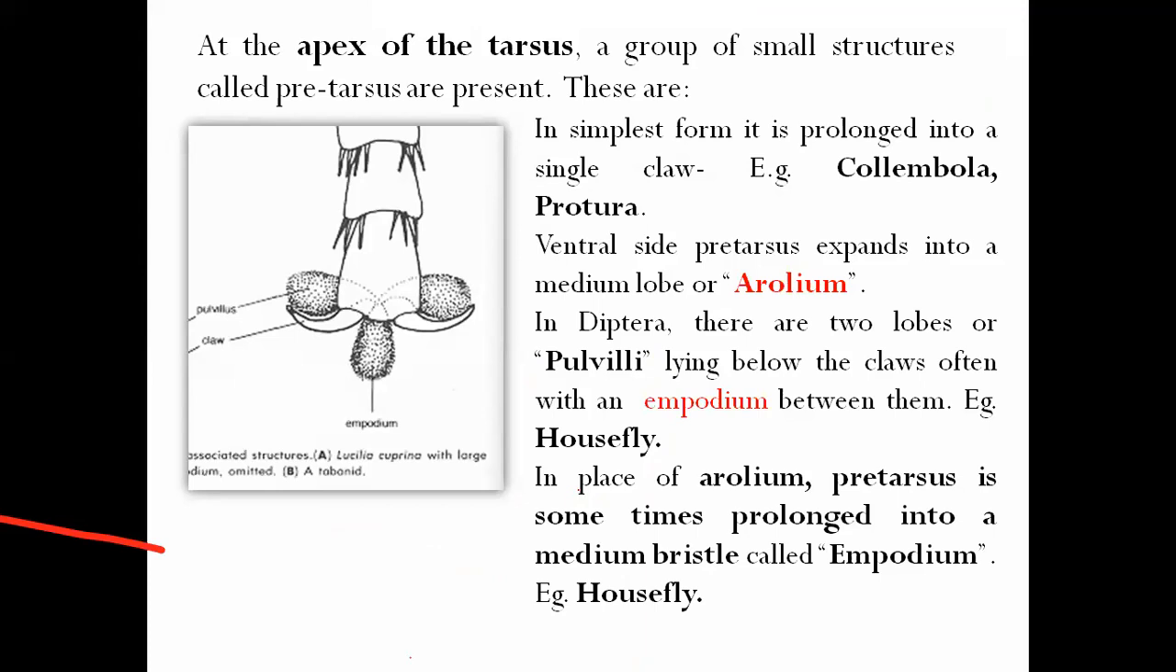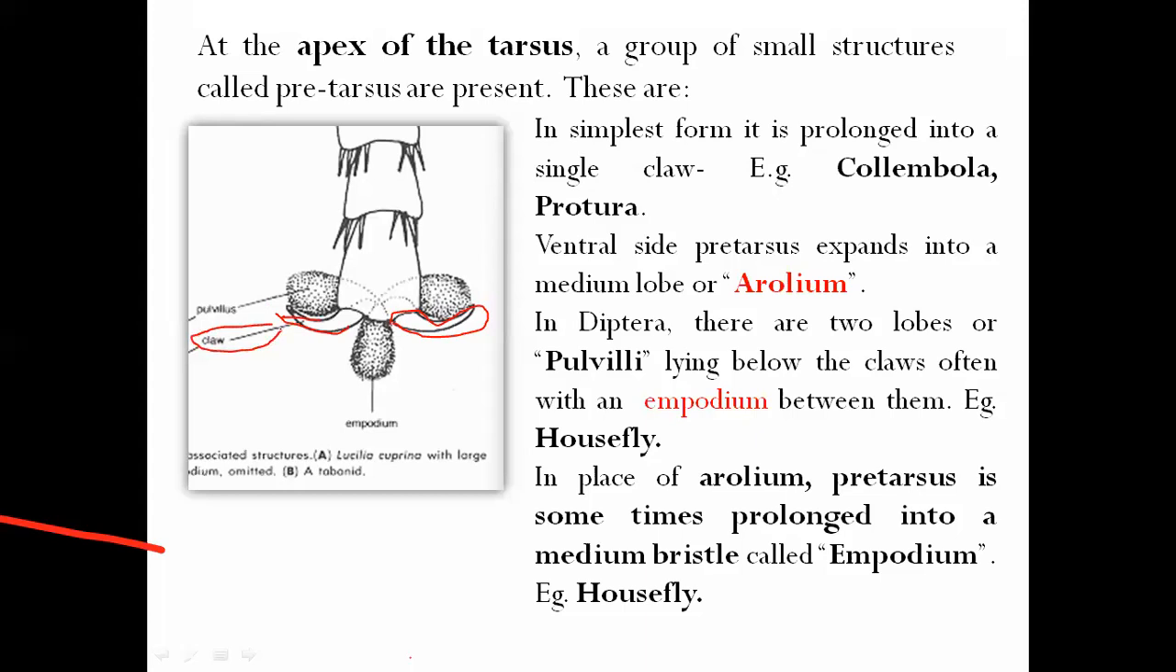Now pretarsus: it is the terminal portion, the sixth segment or last part of the insect leg, and it possesses 2 sharp curved hooks. It is the terminal portion, and it possesses 2 sharp hook-like structures known as claws. Look, here is the claw. Okay, so that is the pretarsus.